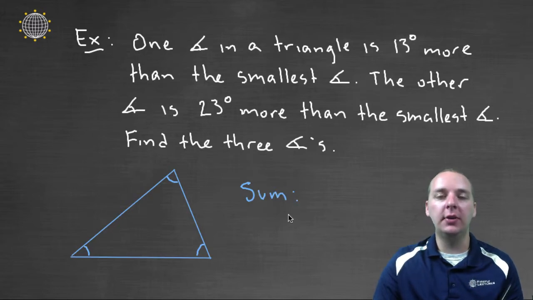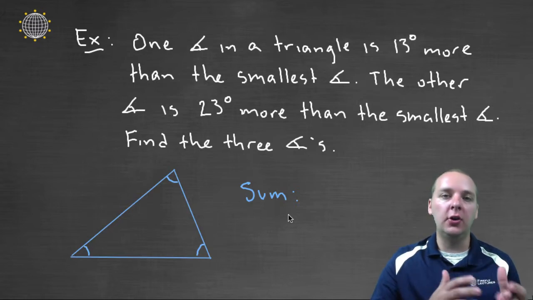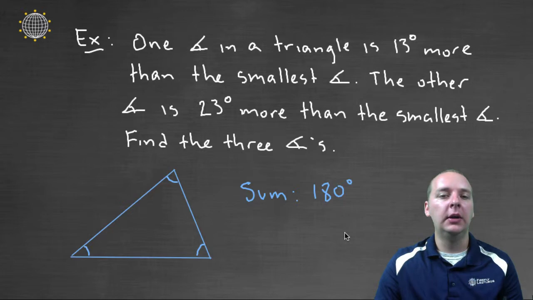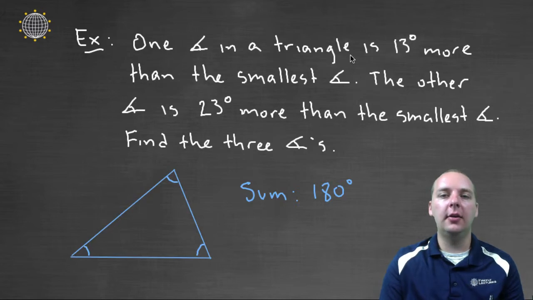any triangle, doesn't matter if it's a right triangle or isosceles or acute or obtuse, any triangle, the sum of the three angles is 180 degrees. So that's a fact that you need to know. All right, so knowing that, then step one would be to write anything that's changing, any unknown, in terms of a variable.